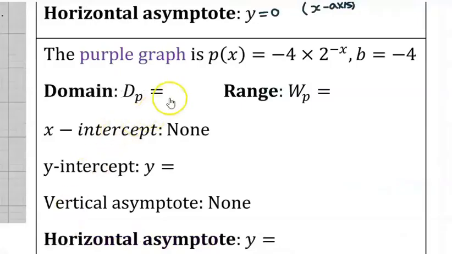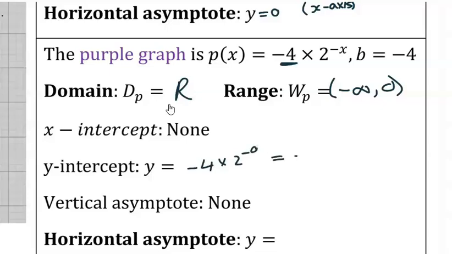I do not have a vertical asymptote, and my horizontal asymptote is y equal to 0, the x-axis. If I now look at the purple graph, then my domain is again R. My range, since I have a negative value there, is all the negative y values, and my y-intercept is minus 4 times 2 to the minus 0, which is minus 4, and my horizontal asymptote is still the x-axis.